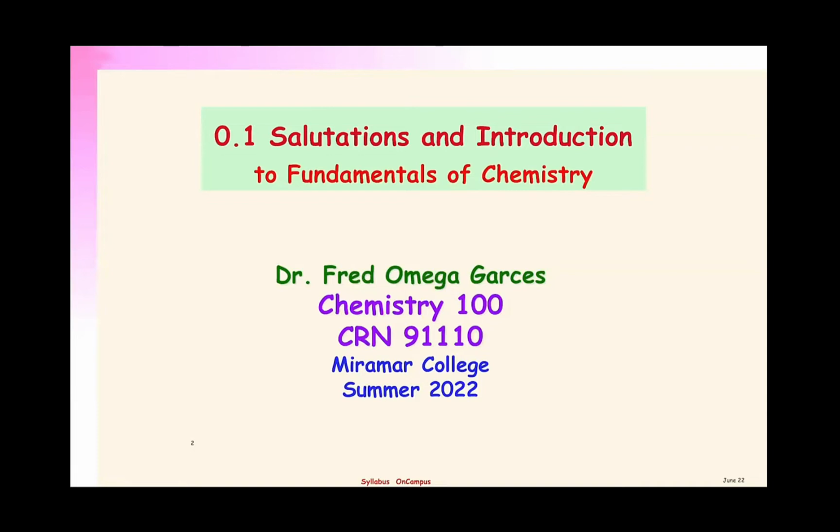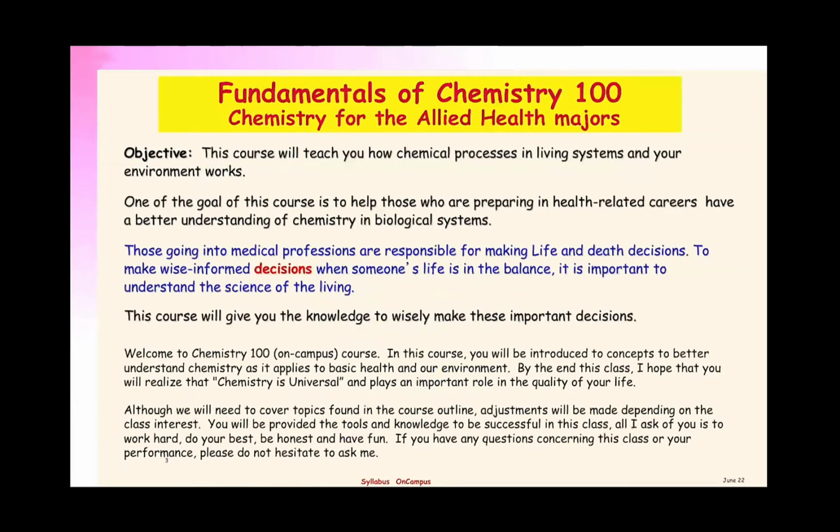It's all online, so you're going to find the material online. If you want, I can review the chapter and give you a review session in that way, but basically my lecture notes are all online, and I also have some videos discussing some important points. Anyway, like I said, this course is for the chemical process of living systems and how our environment works, and that pertains to the allied health field.